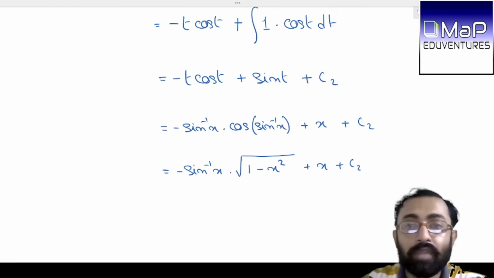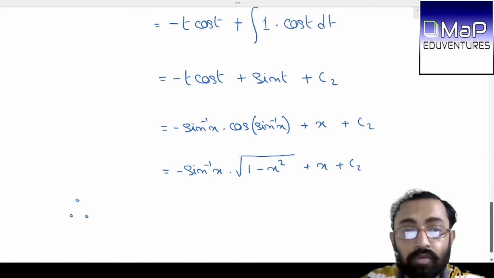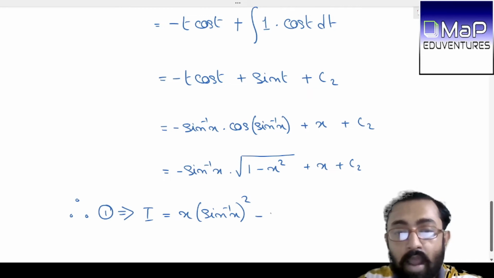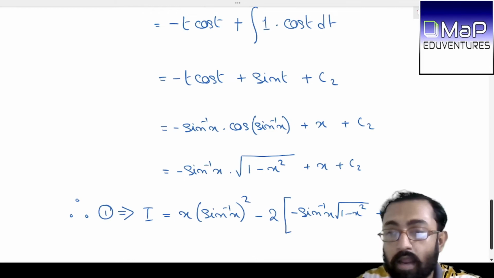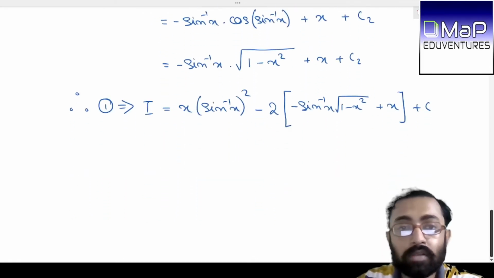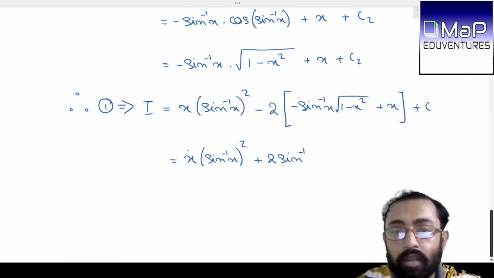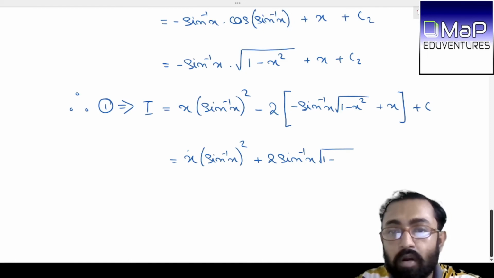What is our work now? We put this into equation 1. Therefore equation 1 implies I equals x into sin inverse x whole square minus 2 times of the bracket, and at last we take a common c. Thus now you can simplify and break the bracket. It is not such an important step, but still if we open the bracket, you will have the final step. All right, so here we end this question.